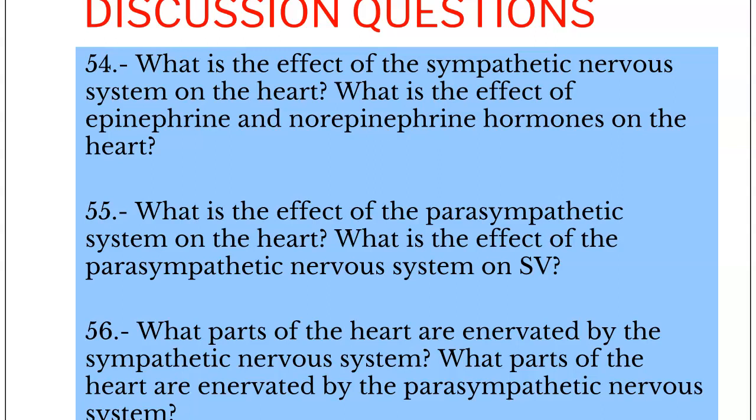So at this point, you should know the effects of the sympathetic nervous system on the heart and the effects of the epinephrine and norepinephrine sympathetic hormones on the heart. And keep in mind, they're both the same: increased heart rate and increased contractility of the heart. The parasympathetic nervous system on the heart is going to decrease heart rate, and in doing so, it's going to indirectly increase stroke volume. You should know the parts of the heart innervated by the sympathetic nervous system and the parts of the heart innervated by the parasympathetic nervous system.